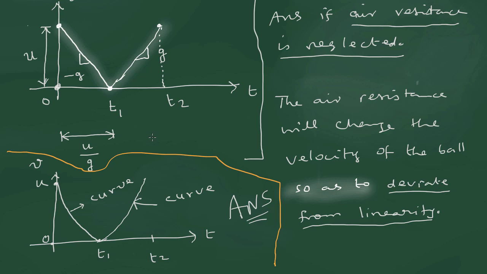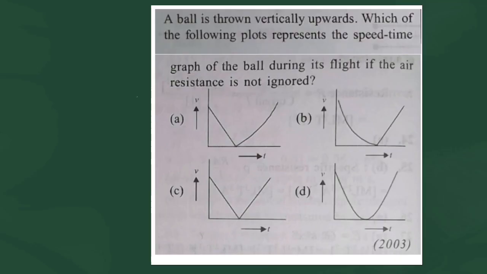You have to see the question paper and find out whether this answer is given or not. Here is the full question where the 4 options are given, A, B, C, D. You can clearly see which option is correct. This is the correct answer that we have, and this is the wrong answer. Let us see why it is wrong.